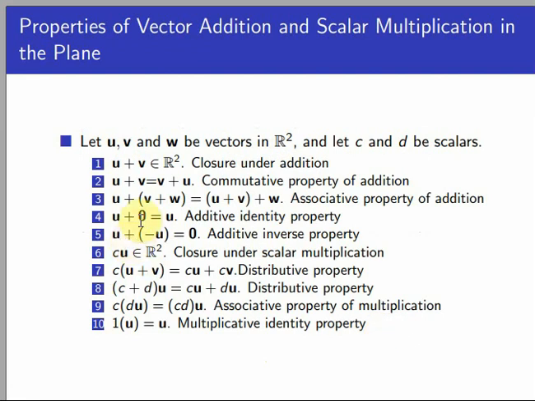Okay, what are the properties of vector addition and scalar multiplication in the plane, in R2? Property yookiin amaloota vector addition fi scalar multiplication kan ilaallu ta'a jechuudha. Let u, v and w be vectors in R2, and let c and d be scalars.